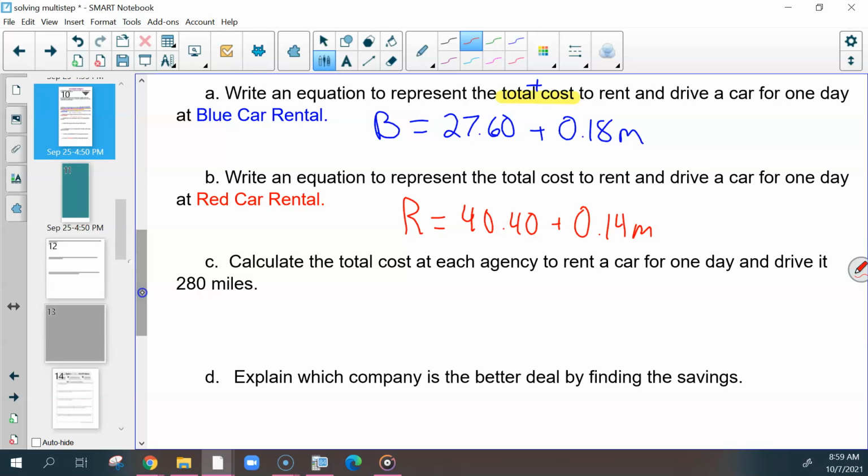Now, part C tells us to calculate the total costs at each agency to drive 280 miles. Now we know what M is, we can put this in for M and find the total. So I'm going to rewrite those and leave a blank space. And now, since we know that M is 280, you can put that in, kind of like when we were evaluating or using function notation. Put that in for M, and we can put that in our calculator.